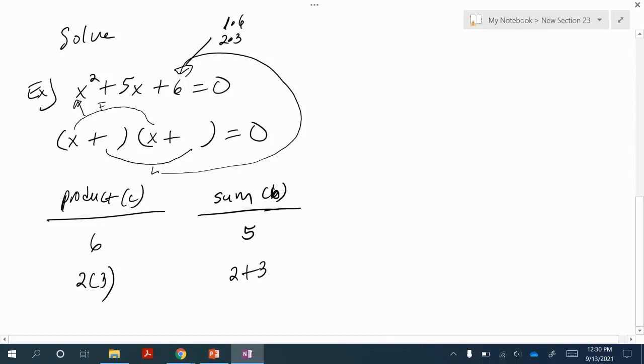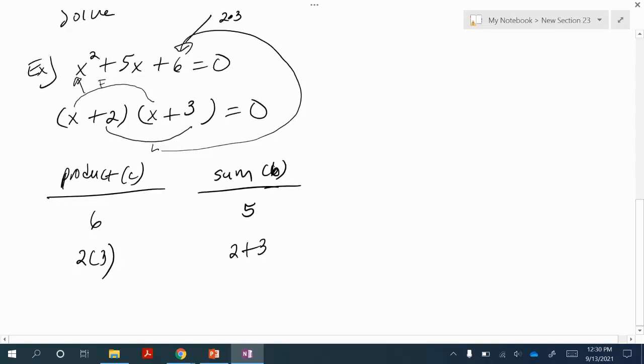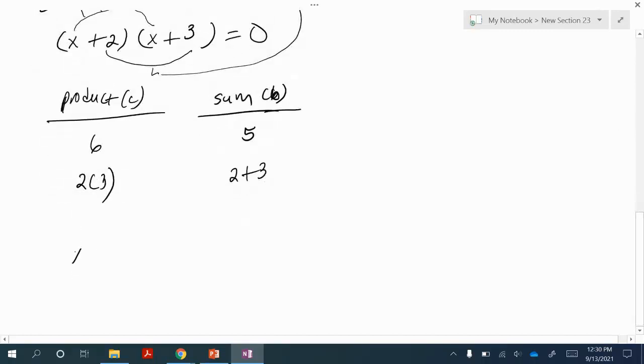However, the trick here is the middle term. The middle term has to satisfy a product of 6 and a sum of 5. We've already determined that it's 2 times 3. So our correct factorization would be, I'm going to write an extra step here, x plus 2 times the quantity x plus 3 is equal to 0.